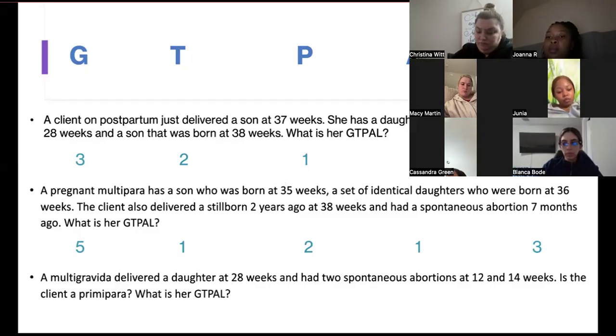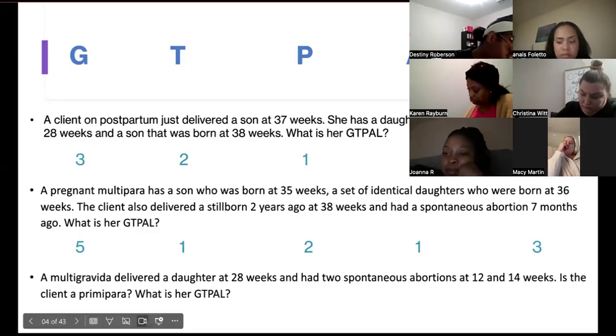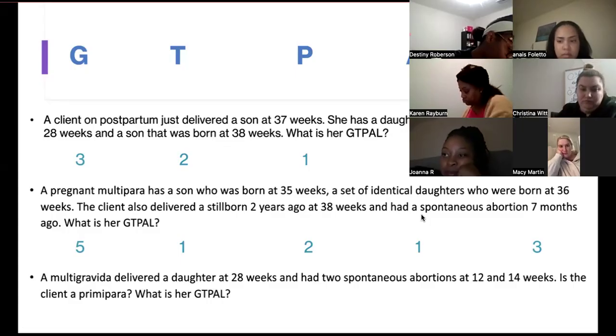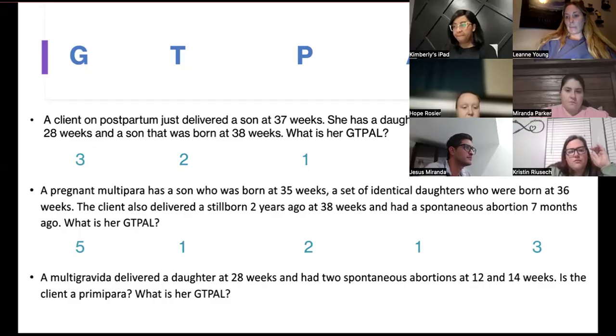A multigravida delivered a daughter at 28 weeks and had 2 spontaneous abortions at 12 and 14 weeks. Is this client a primipara? And what is her GTPAL? So what does primipara mean? Your first pregnancy? Your first delivery? Delivery. Yeah.